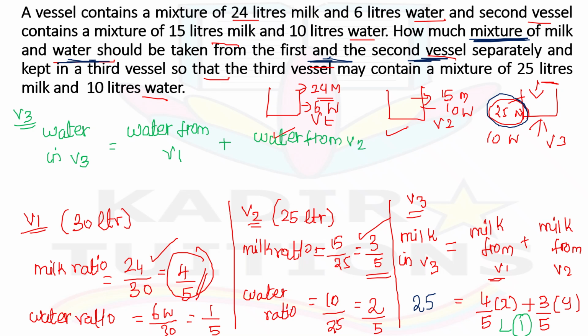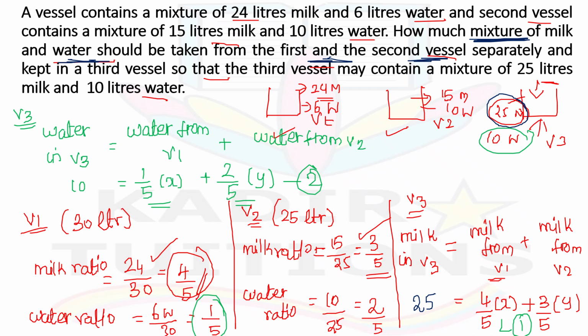Okay, so from vessel 1, how much can we take? The water ratio is 1 by 5. So I can take 1 by 5 of x. Why are we putting x? That is the amount we are taking from vessel 1. And what about the water from vessel 2? It is 2 by 5 of y. And totally after taking from vessel 1 and vessel 2, how much water are we having in vessel 3? It is nothing but 10 liters of water. So this is our second equation.